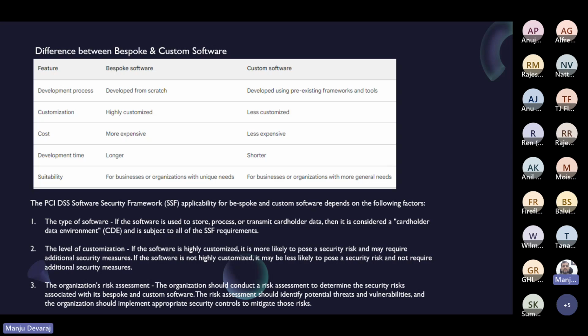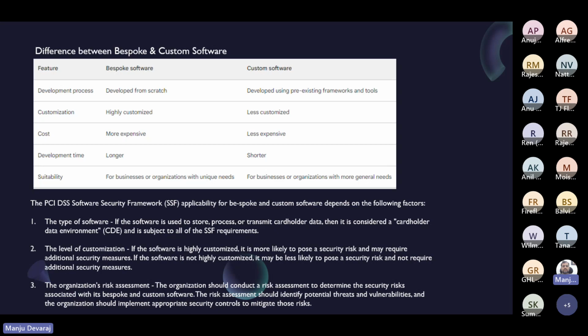Level of customization in terms of software is highly customized. Now, this is applicable for custom software. So how much customization is possible, and what is the likelihood that it might add a risk or a vulnerability? Do you need any additional security plugin or measures, right? So that part comes into play.